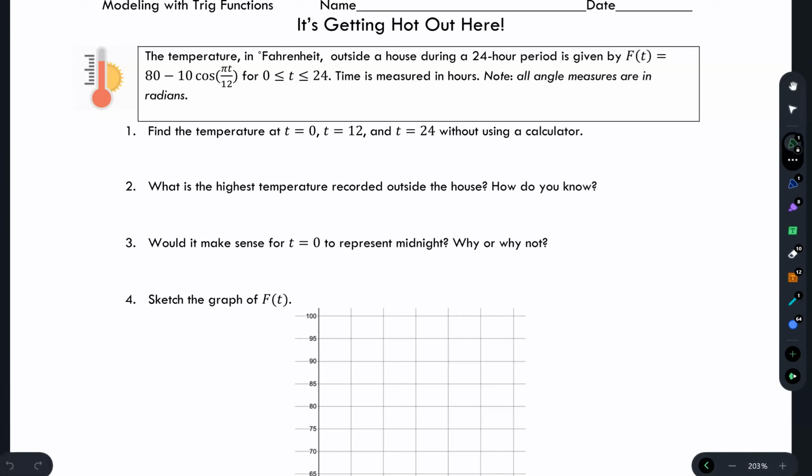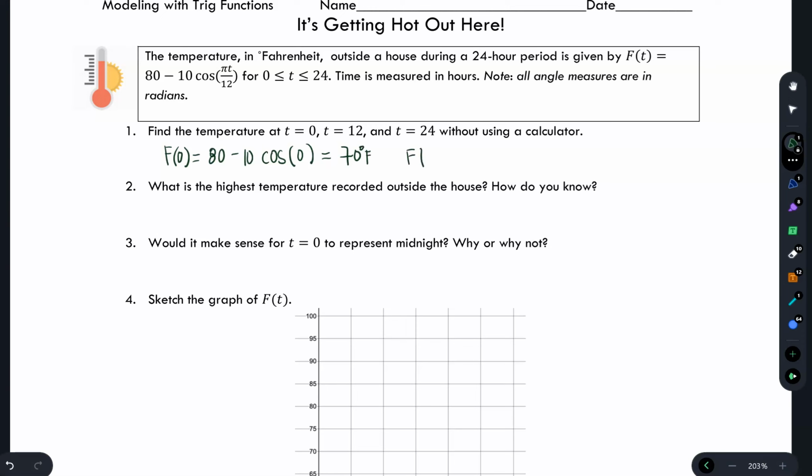So what am I going to do? I'm going to plug 0 in for my t. So I have 80 minus 10 cosine of 0, right? So that's going to be what? 1. So 80 minus 10 is 70. So, and this is in degrees Fahrenheit.